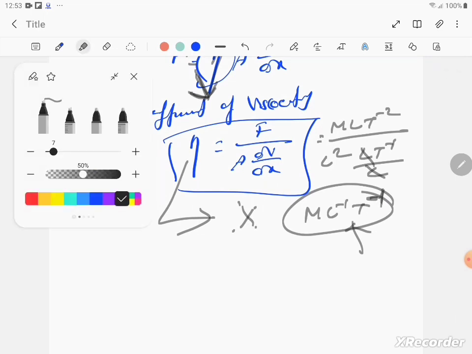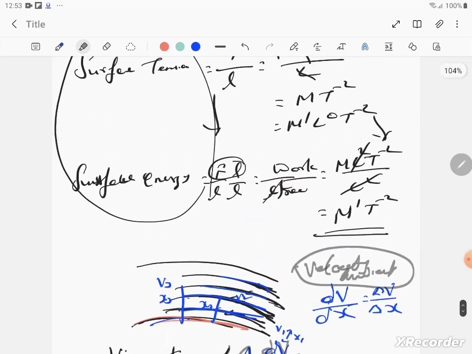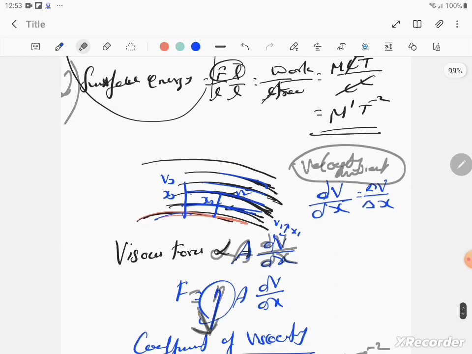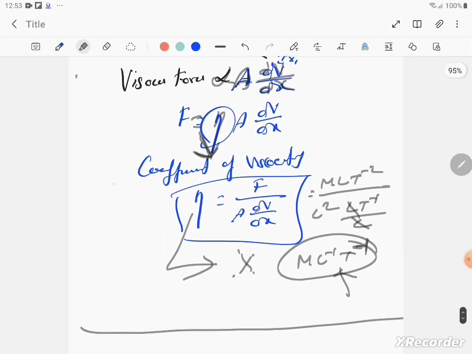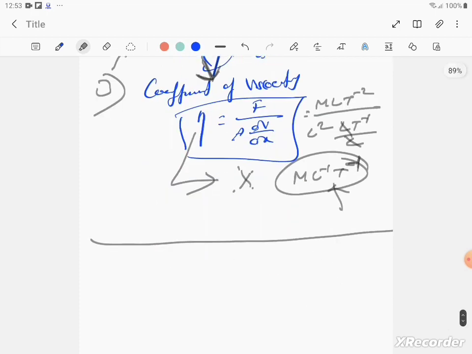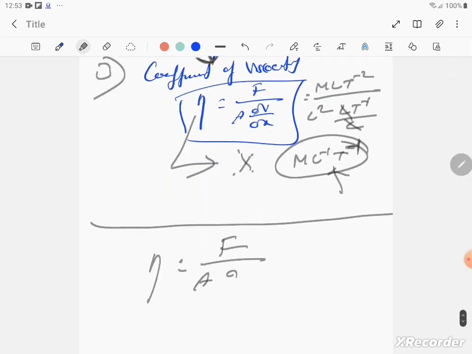These are all about fluids that you're supposed to know. The three things in fluids are surface tension, surface energy, and the coefficient of viscosity, for which you should know what the viscous force is: the frictional force exerted on a fluid between various layers. It depends on the area of contact and velocity gradient. When proportionality is removed, you get a proportionality constant, which is eta, the coefficient of viscosity. If they ask you the formula for the coefficient of viscosity, it is viscous force by A into dV by dx, that is, by area into velocity gradient. You should know this. Very, very important.